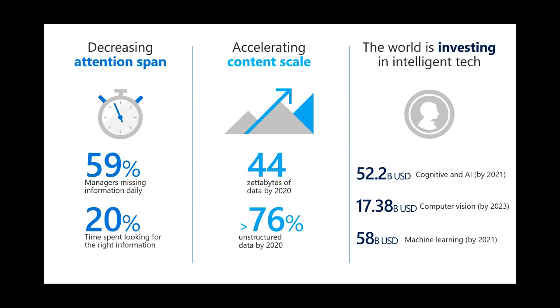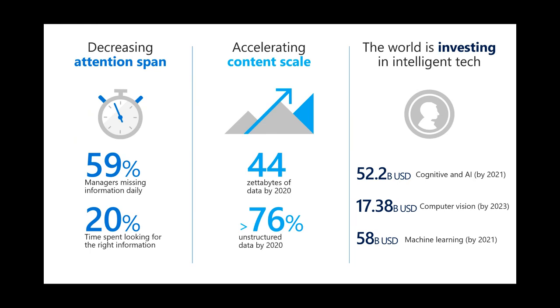So not only are we missing more information because of how fast information is created and how quickly it flows, but we're also spending more time looking for it at the same time. And much of that data we're looking for is unstructured data. So one of the ways that we're solving that problem, not only at Microsoft, but just globally from a technology perspective, is really the investment in intelligent technology.